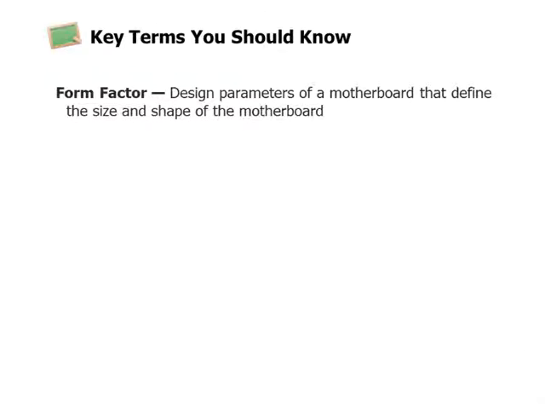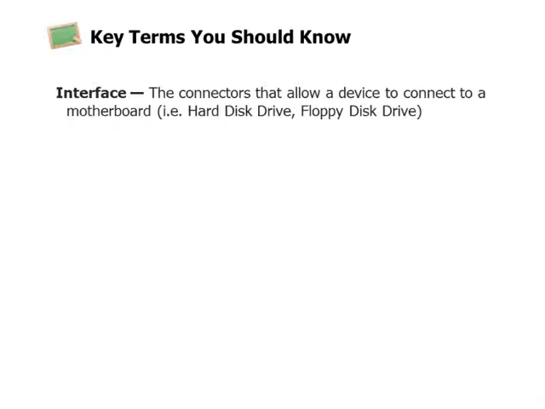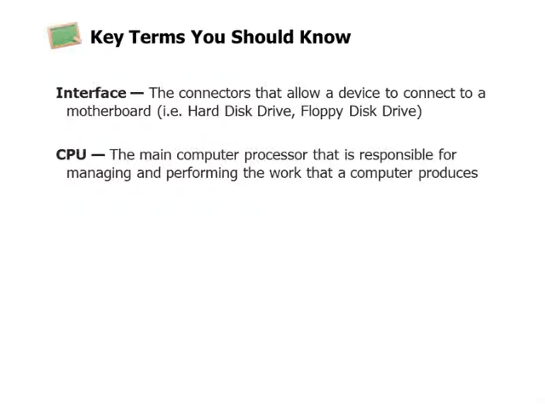Let's just go over a couple key terms. Form factor, design parameters of a motherboard that define the size and shape, ultimately the dimensions of that particular device. A bus is an electrical pathway on the computer motherboard used for transmitting data between components. We talked about front side bus, graphics bus, expansion bus, and so forth. An interface is the connectors that allow a device to connect to a motherboard, for instance, hard disk drives, floppy disk drives, CD and DVD drives, and so forth. And then you have the CPU. This is the main computer processor that is responsible for managing and performing all the work that a computer produces.